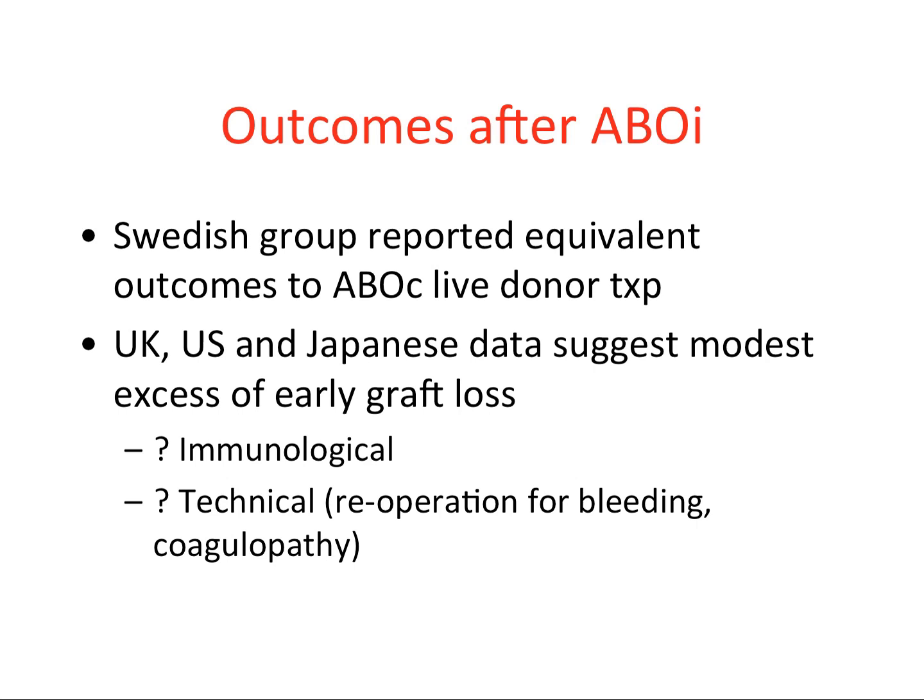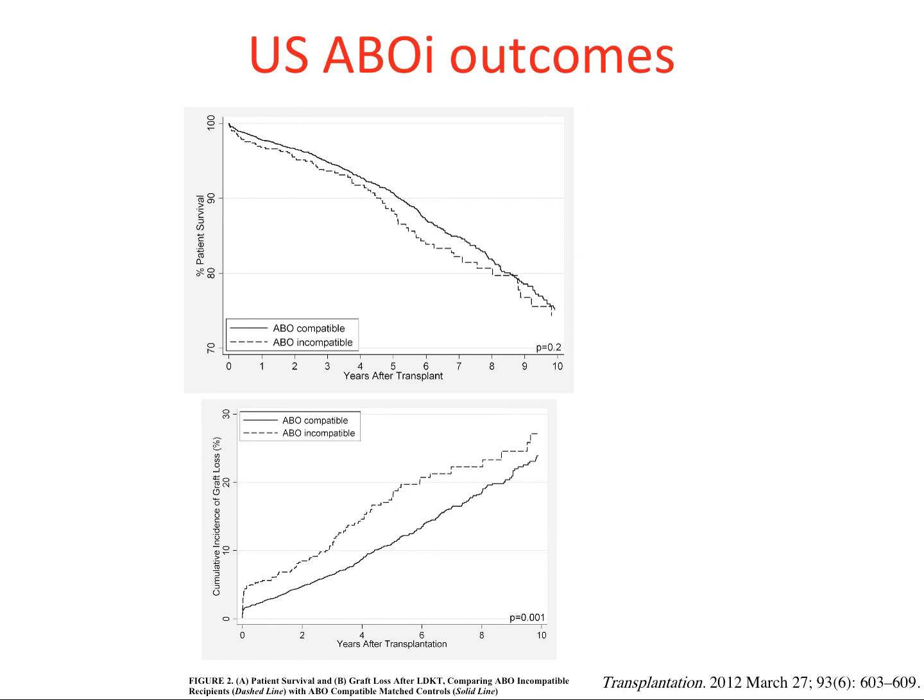So what are the outcomes? Well, the Swedish group have been reporting equivalent outcomes to their ABO-compatible live donor program, but that isn't true in the UK, US and Japanese data sets. And all of these suggest that there's a modest excess of early graft loss, some of which is almost certainly immunological, but some of which may be technical. Antibody removal causes coagulopathy, and so there is a higher reoperation rate for bleeding.